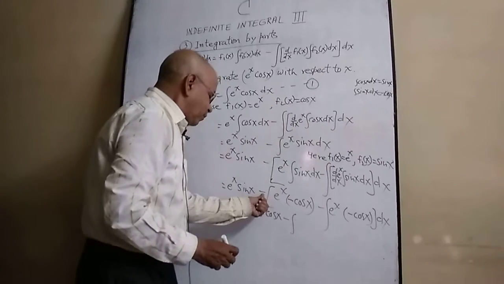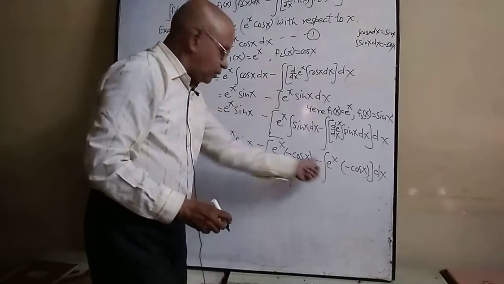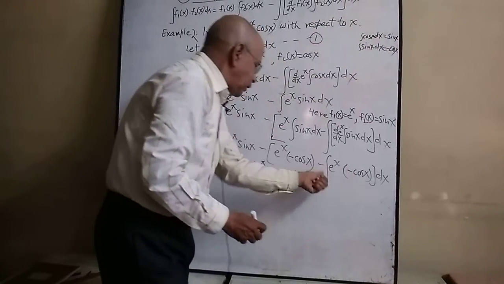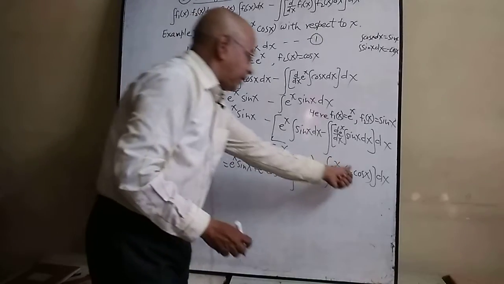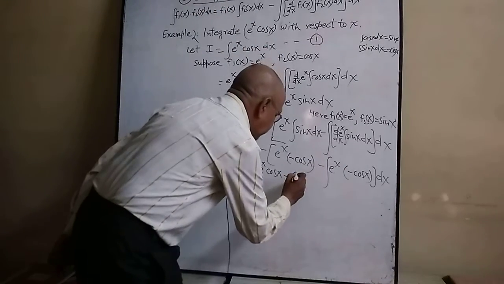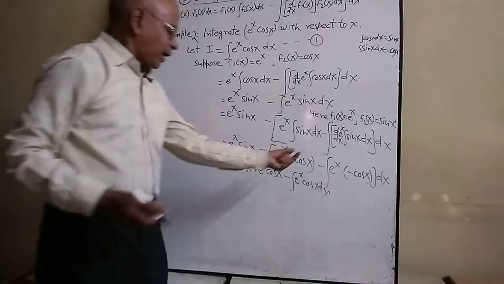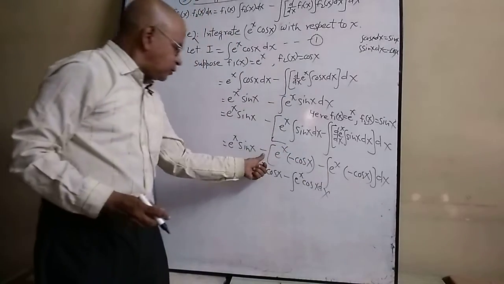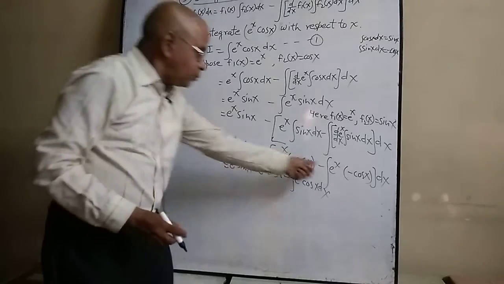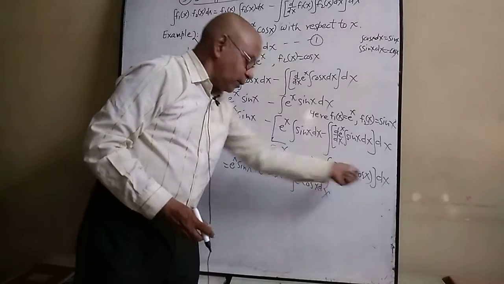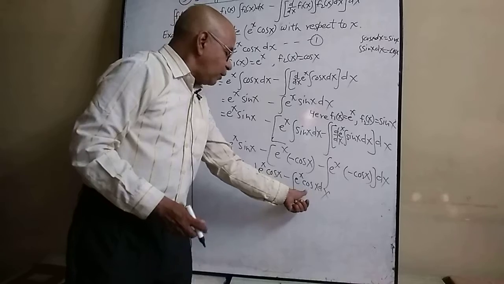This minus is multiplied with this minus because this is my big bracket. This minus and this minus become plus, and this minus again becomes minus, and therefore it is e to the power x dx. Again I explain this one. This minus and this minus become plus, and this plus is multiplied with this minus. It is minus. Now what is this?